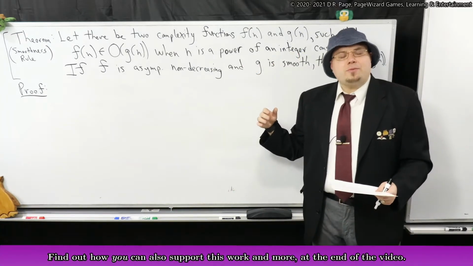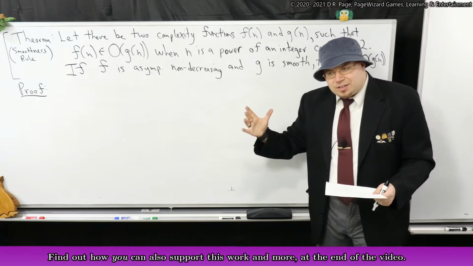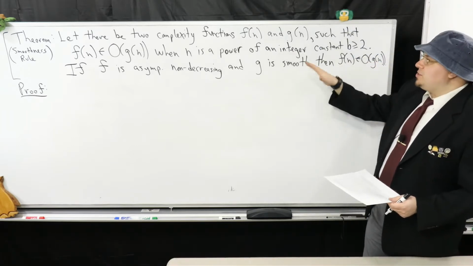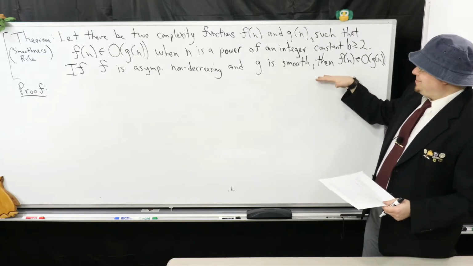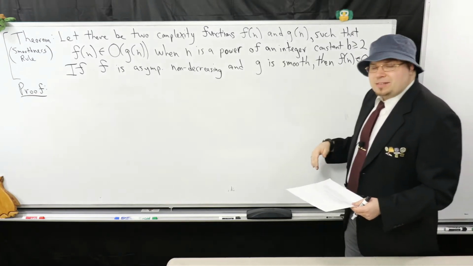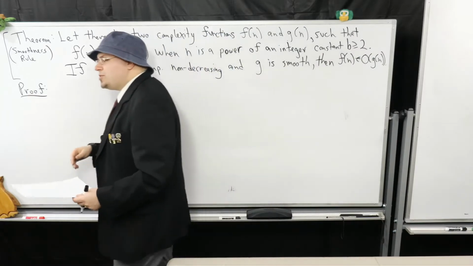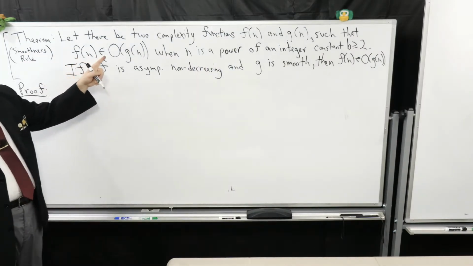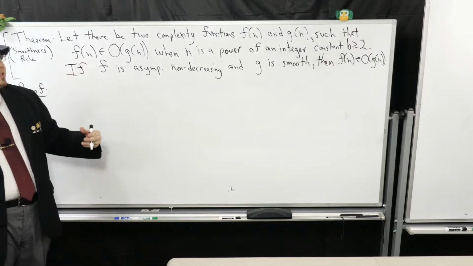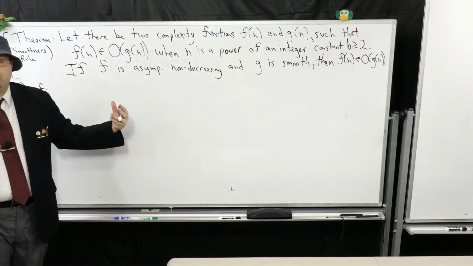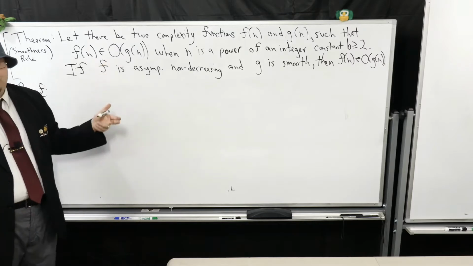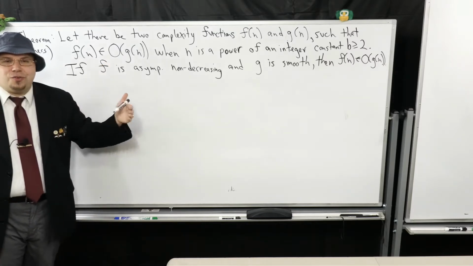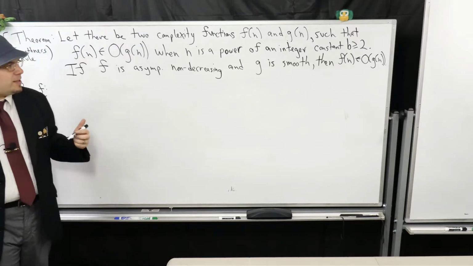First I want to state what the smoothness rule is, just so that we're aware of it, because we're going to write out a proof for this. So let there be two complexity functions f and g. I want to assume that f is big O of g, where an input n is a power of some integer constant b greater or equal to 2. So for example, if n is a power of 2, it'd be like n is 1, 2, 4, 8, 16, 32, and so on.